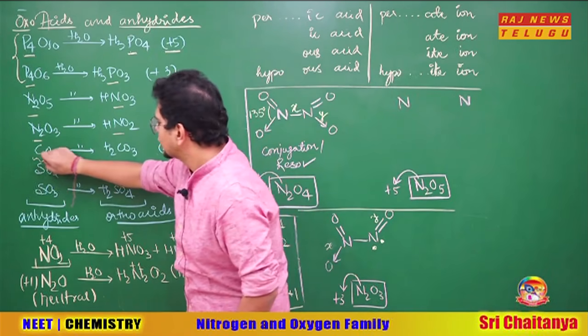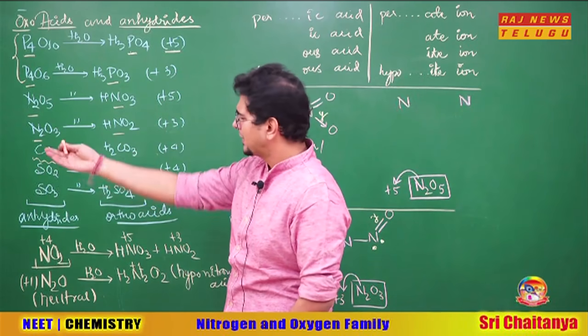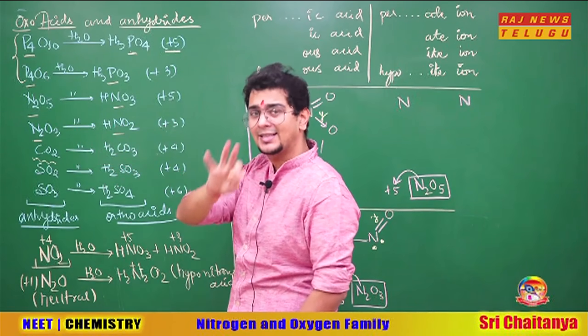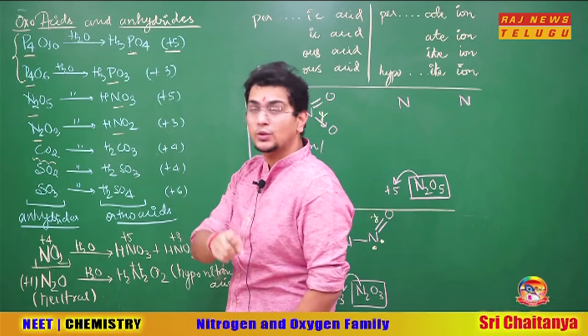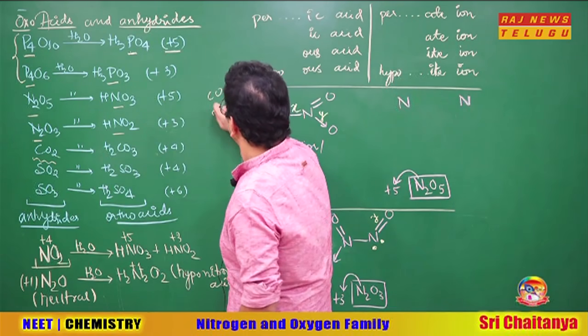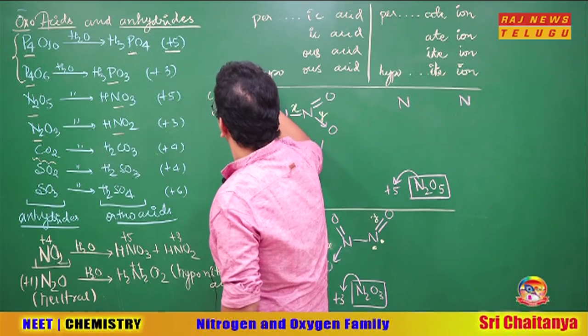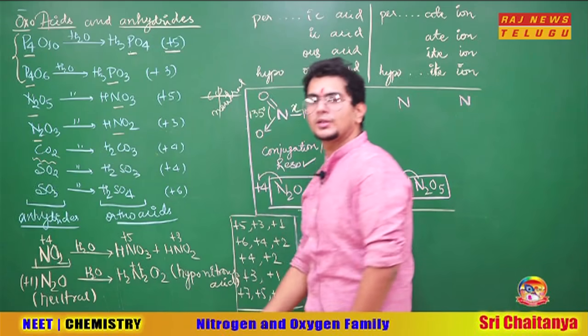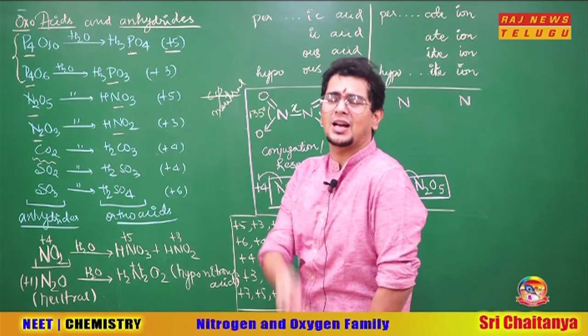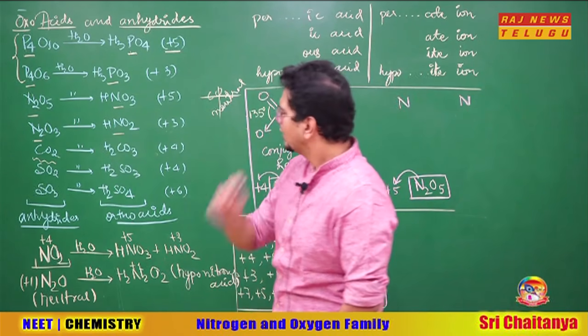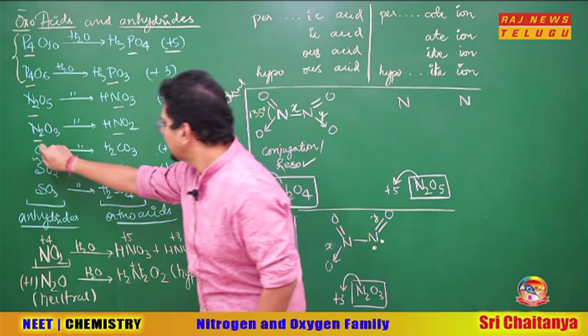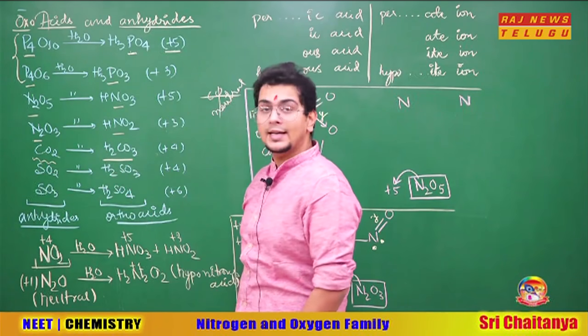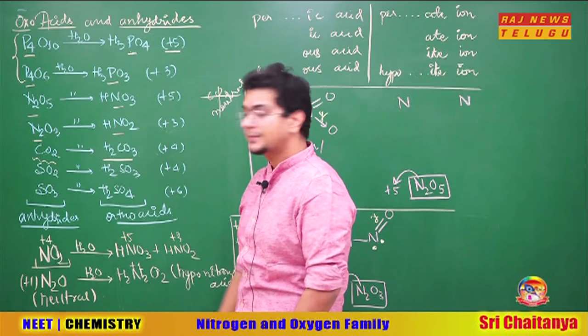CO2, poor fellow, is only showing one oxidation state, that is +4 in the oxide, which is acidic in nature. Sir, but CO is also there, no? Yes, but CO is neutral. So CO is neutral, it will not form any oxy acid because it is neutral in nature. How can it form the acid here? Then what happens? CO2 is in +4, so it forms the oxy acid in +4, that is carbonic acid.